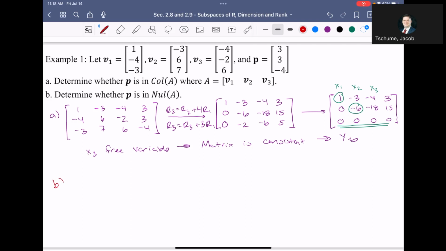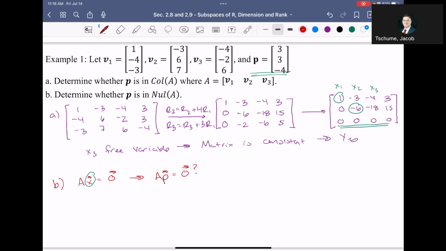Now, for part B, a little bit different question. It asks, is P in the null space of A? To verify that, remember for null space from the last slide, is it a solution to the homogeneous matrix equation? So in this case, since this is the homogeneous matrix equation, we just need to replace X with whatever vector we're trying to verify. In this case, that would be P. So the question you're trying to answer here is, is A times P equal to the 0 vector?